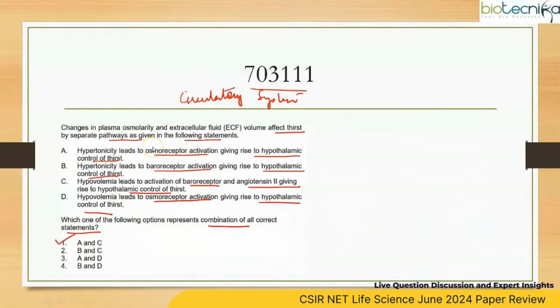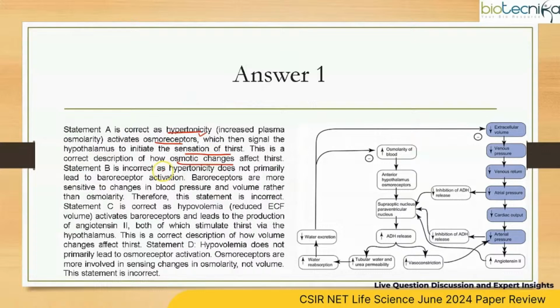Hypertonicity means osmotic levels are high, so A is correct. B says hypertonicity leads to baroreceptor activation. Now, baroreceptors are for pressure changes. How will they get activated? They will not, so B should be incorrect over here. Statement B is incorrect as hypertonicity does not primarily lead to baroreceptor activation. These baroreceptors are more sensitive to changes in blood pressure and volume rather than osmolarity. Therefore, this statement is incorrect.